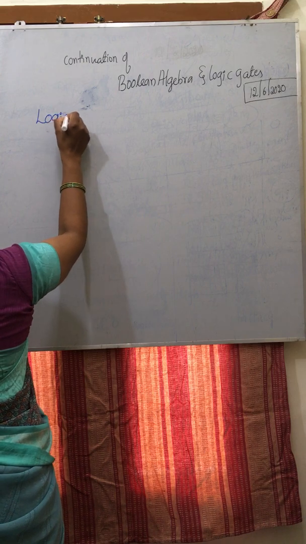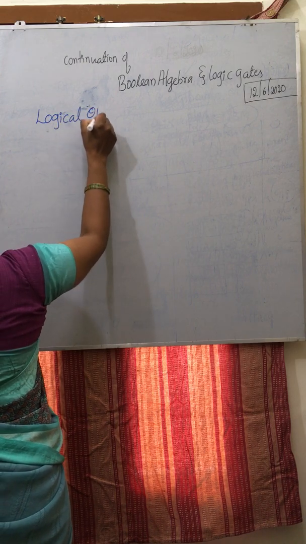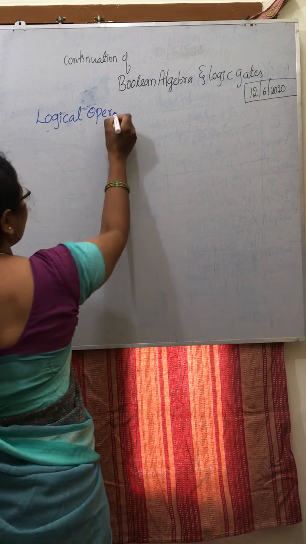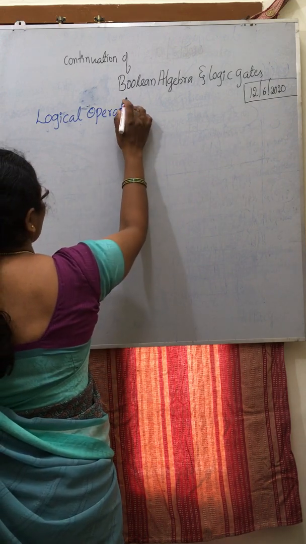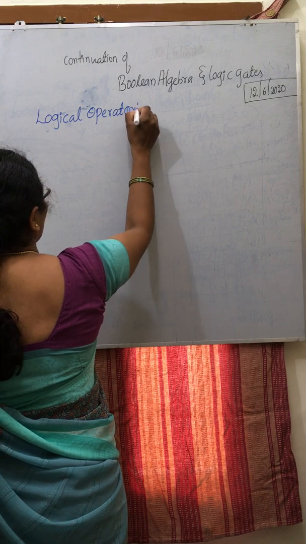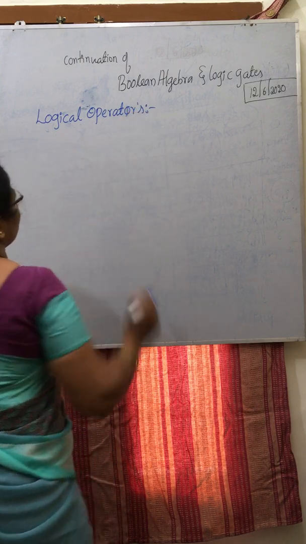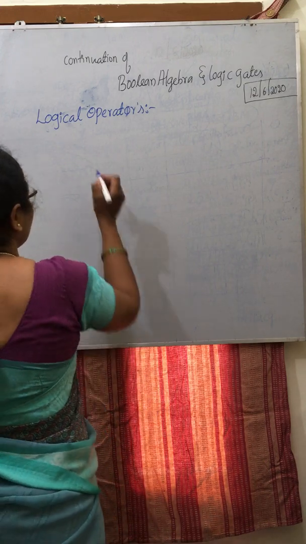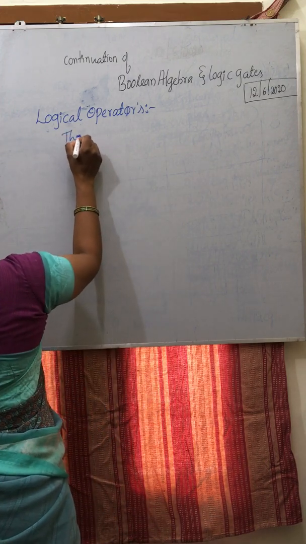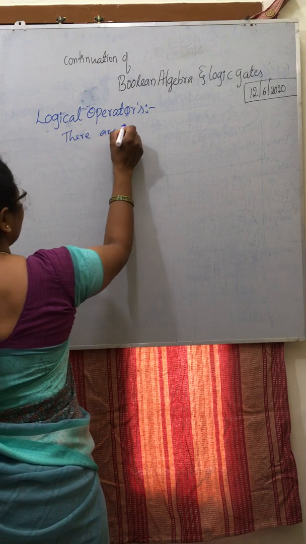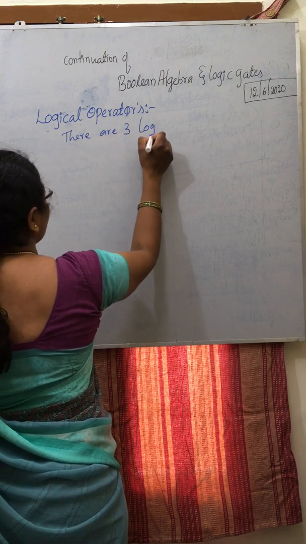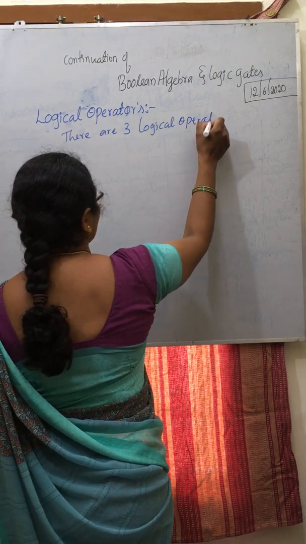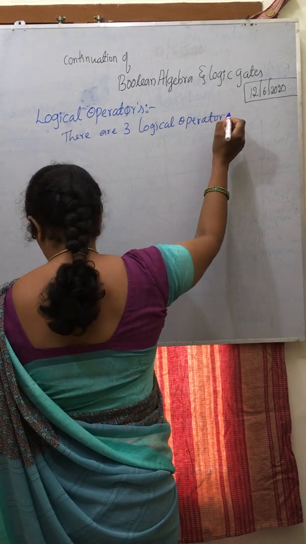logical operations. Logical operations are performed on logical operators. There are three logical operators.